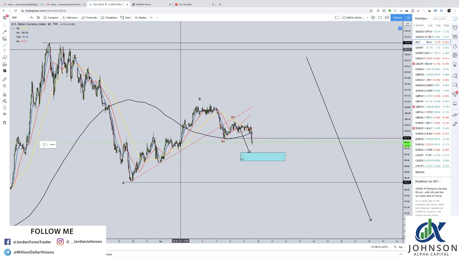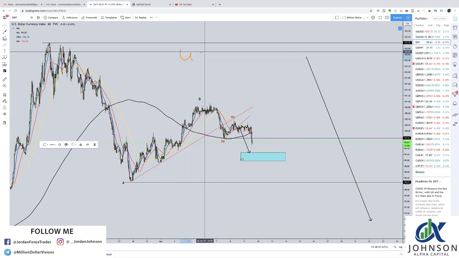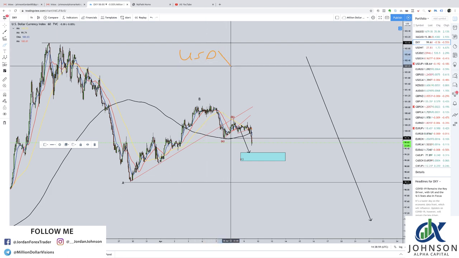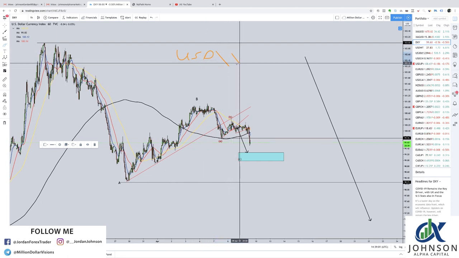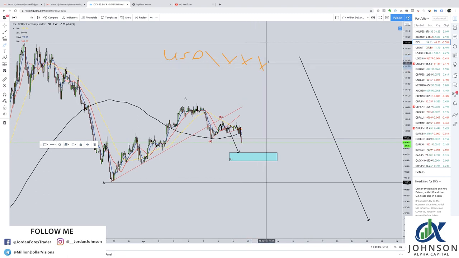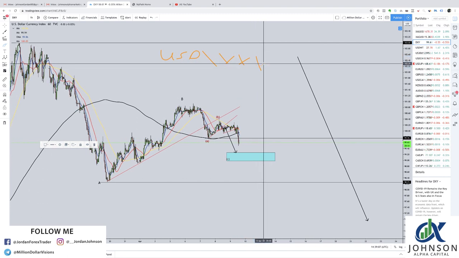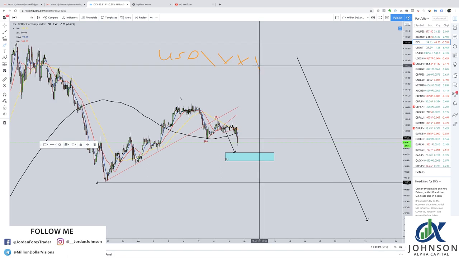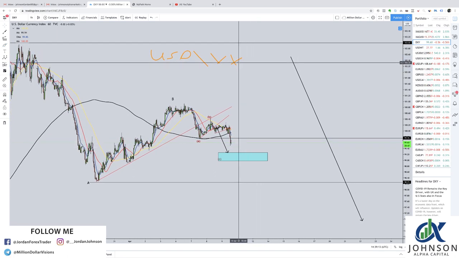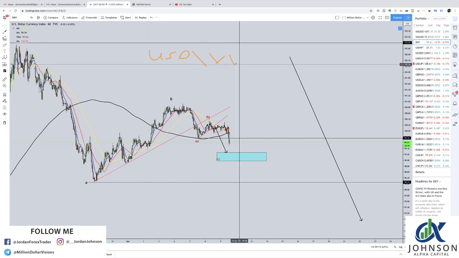So a weaker US dollar. I didn't delete that, you all. That's not kind of what I wanted. But anyway, it's kind of sloppy.